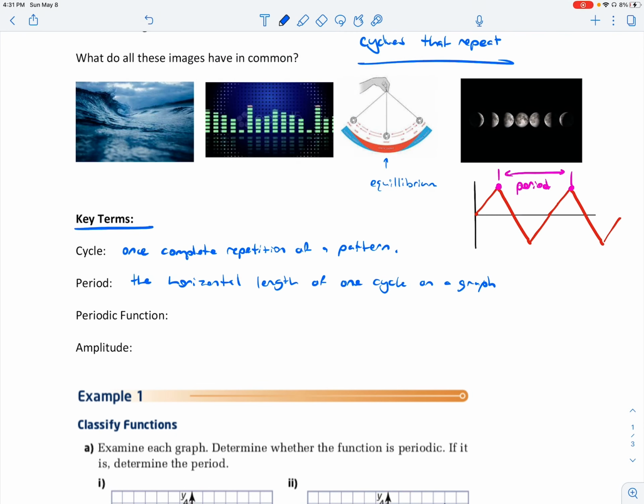Okay, a periodic function. So this is a function, which means each x value has only one corresponding y value. So it's a function that has a pattern of y values that repeats at regular intervals.